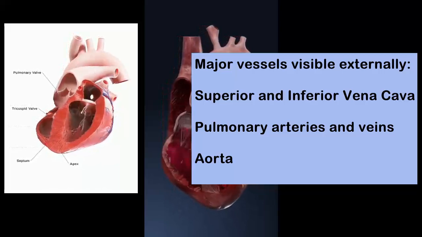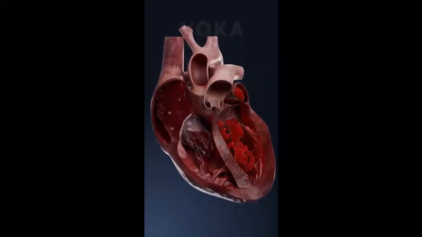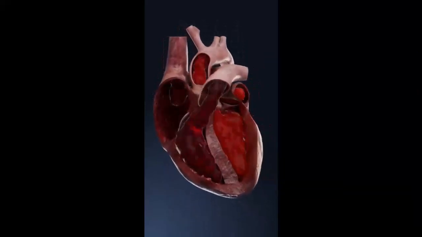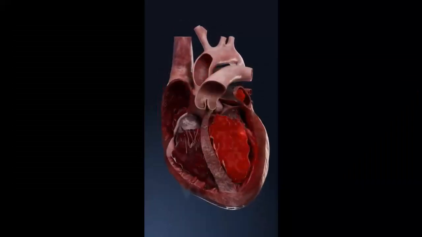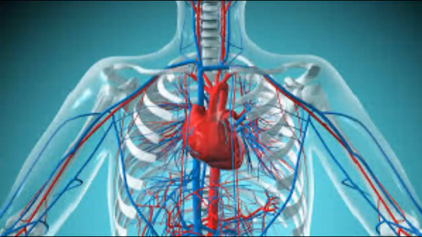Include real-time heartbeat sound with ECG overlay for effect. The heart is about the size of a closed fist and weighs roughly 250 to 350 grams. It lies within the mediastinum, slightly left of the midline, and is protected by the sternum and rib cage.